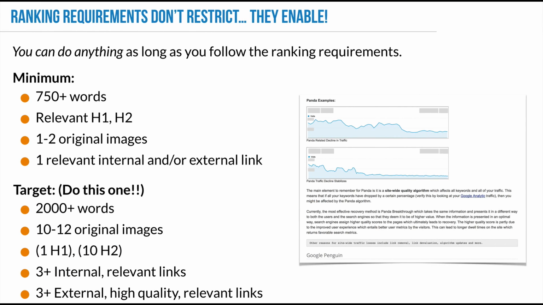So what you need to know is that to rank a page, any page, you just need to meet the minimum requirements. The minimum requirements for a page is what Google will look at when it's trying to rank your site or your page. And Google doesn't really understand per se the text that you write. So as long as you present these blocks, Google will rank you and index you. So the minimum that you want to do is 750 plus words, a relevant H1, H2, one or two original images, one relevant internal or external link. So as long as you get that, you're set.